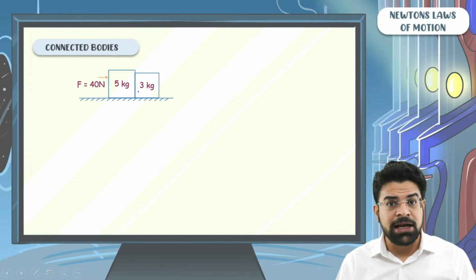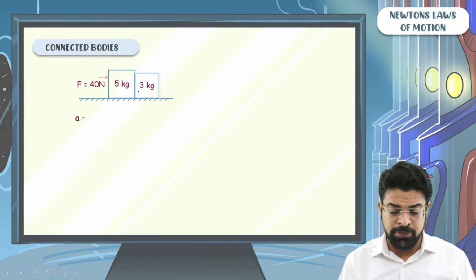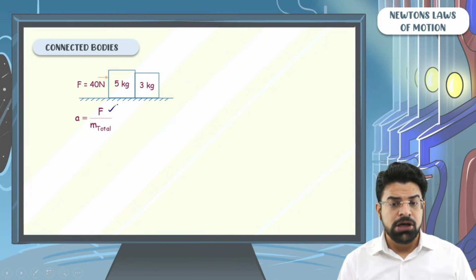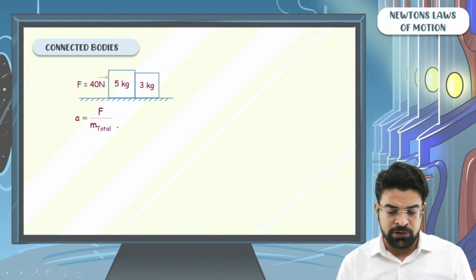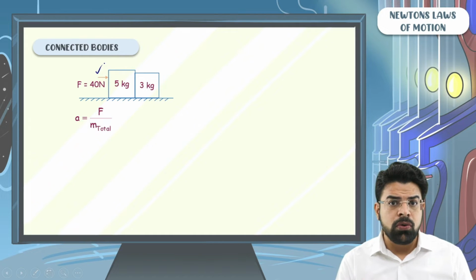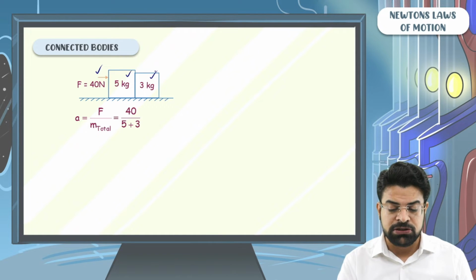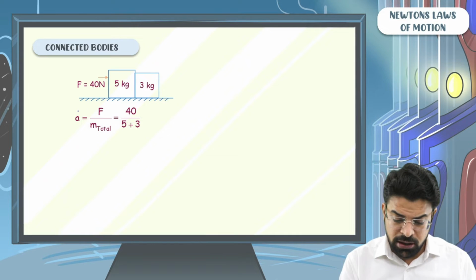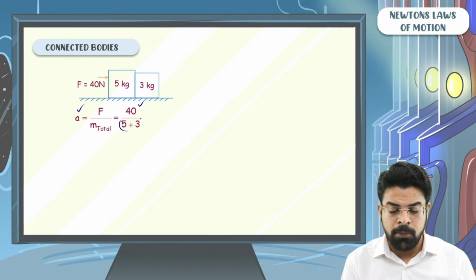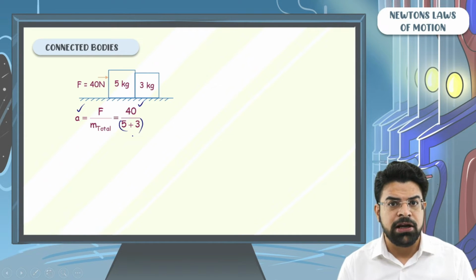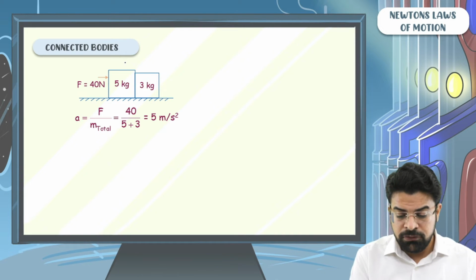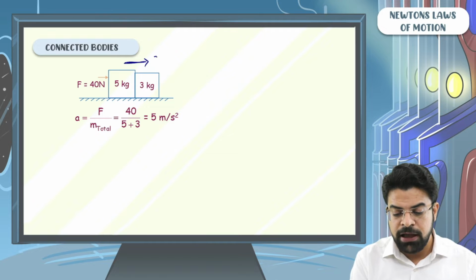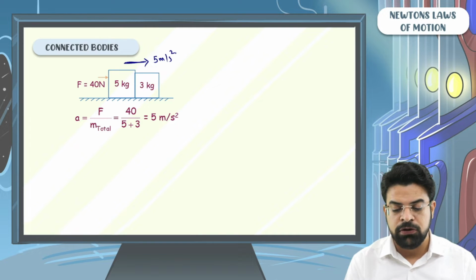We can say that the acceleration of the system will be equal to the net force acting on it upon the total mass of system. The net force acting on this system is nothing but 40 Newton and the total mass of system is 5 kg plus 3 kg. So we get the acceleration to be equal to 40 upon 8, and 40 upon 8 gives us acceleration of 5 meter per second square. So both the blocks will have a common acceleration of 5 meter per second square towards right.